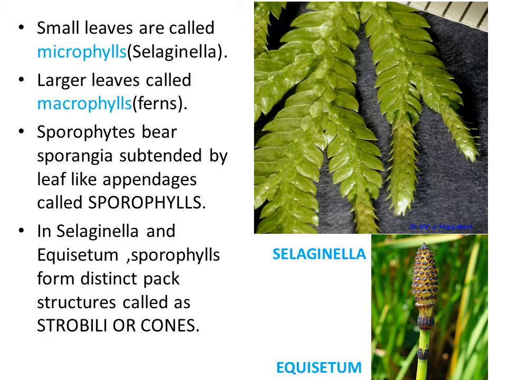Next, in case of Selaginella and Equisetum, these subtended sporophylls are forming a distinct compact structure. They form a compact structure which is called strobili or the cones. You can see in the picture, first Selaginella, at the tip a cone is formed, and similarly in case of Equisetum there is a distinct compact cone or strobili present.